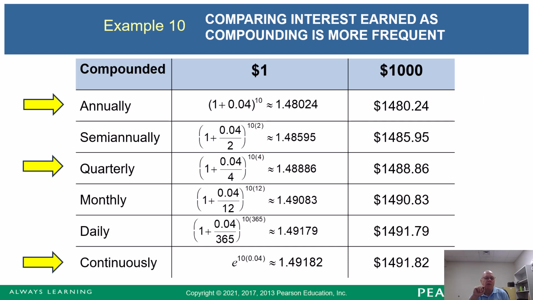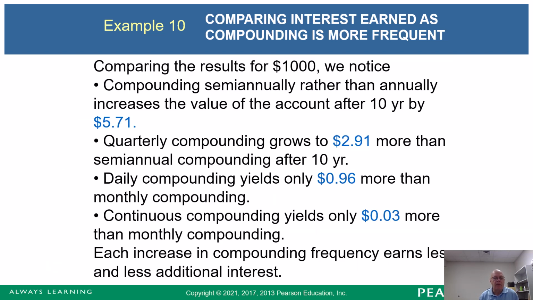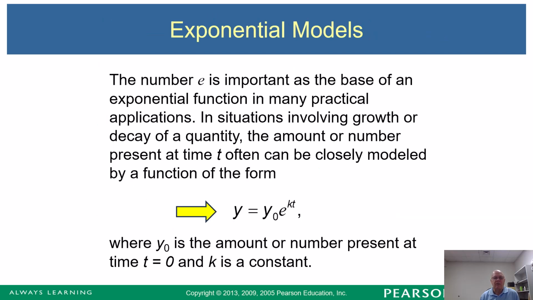Those should be your results. Take a look at how we got them. Notice this is the same as a 1 here and a 1 here. Notice the 2's here, the 4's here, the 12's here, and the 365's there. And of course, this uses an entirely different formula. Noticing each one increasing the compounding, you get a little bit more money, but only up to a certain amount, and that's with continuous compounding.